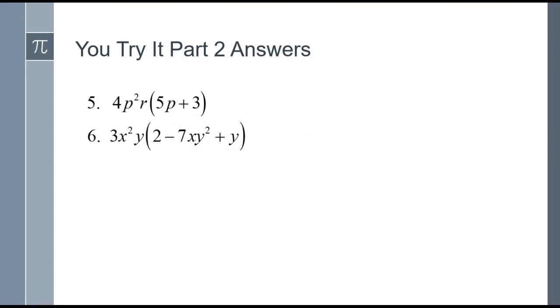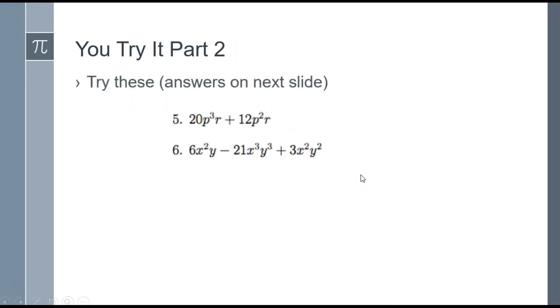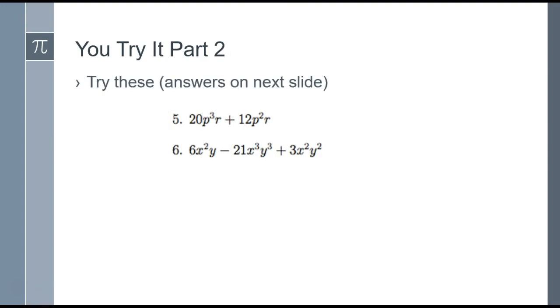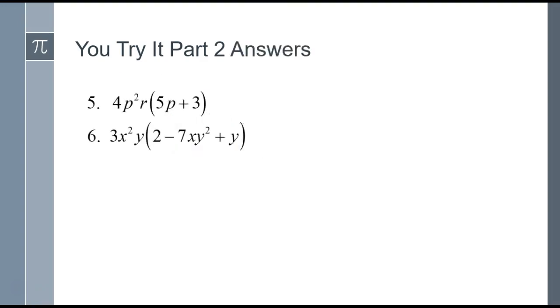Okay, here are our answers. Hopefully you really did stop the video. So if I multiply out number 5 here, I should get 20p cubed r plus 12p squared r. And that is my original problem, so that's correct. And again, if I multiply out number 6, I should get my original problem back. And it looks like I did. So that's good. If you got those right, you're getting the idea.